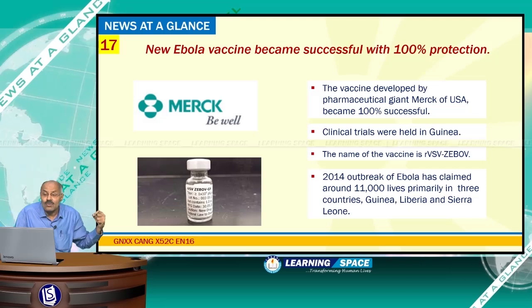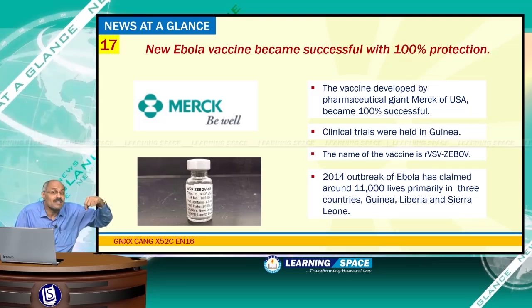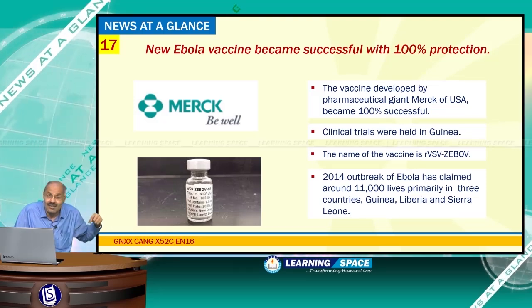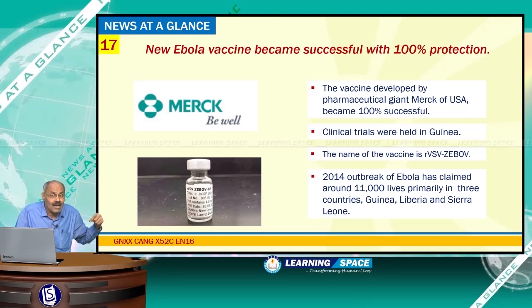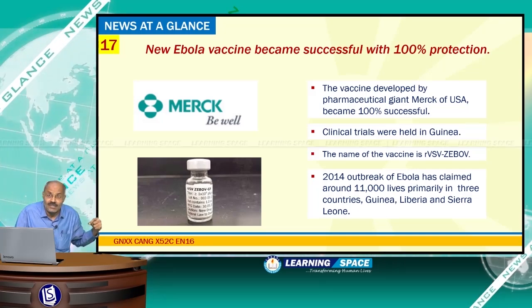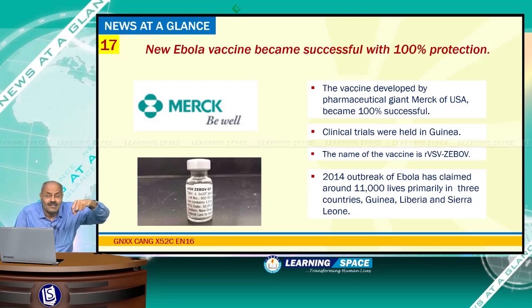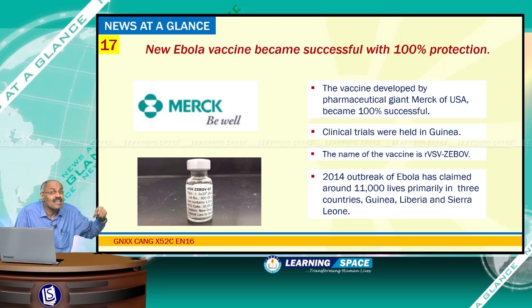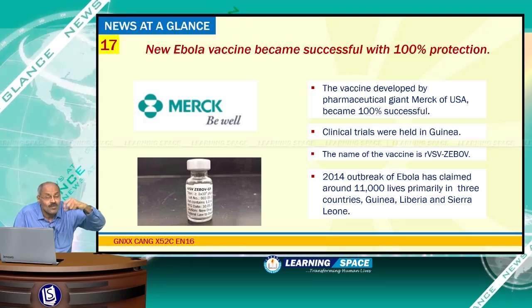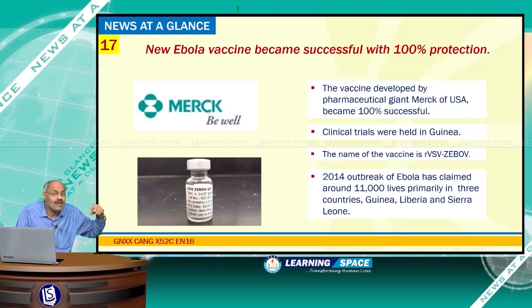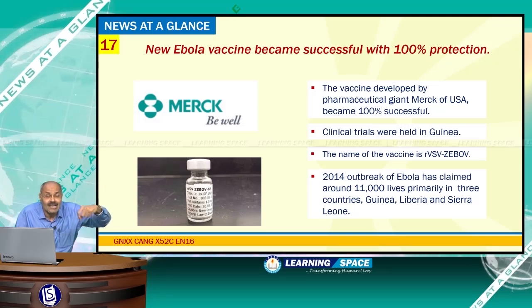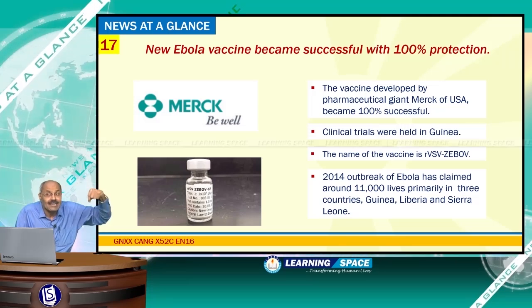Next one is, new Ebola vaccine became successful with 100% protection. And the outbreak of Ebola in the year 2014 claimed around 11,000 lives in 3 African countries, Guinea, Liberia and Sierra Leone. And Merck is the laboratory which developed this vaccine, and clinical trials were held in Guinea.